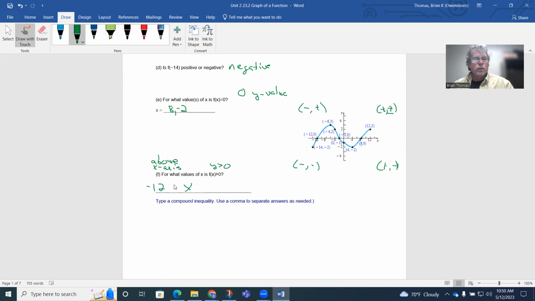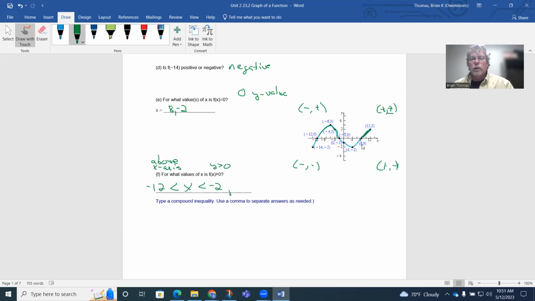So x, remember, it's always left to right, so I have to be greater than negative 12 and less than negative 2. So it's one of the regions. Notice that you're above the x-axis here and here, so that means the y values are positive, or greater than 0. Also over here, we're above the x-axis. So between here and here was one interval, and then between here and here.